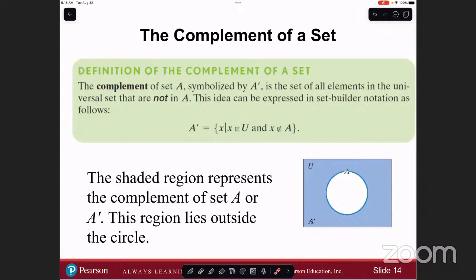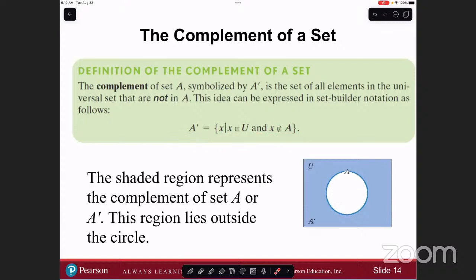But anyway, the complement of set A, symbolized by A prime, is the set of all elements in the universal set that are not in A. This idea can be expressed in set builder notation as follows: A complement is the set of all x such that x is in U, the universal set, and x is not in A.